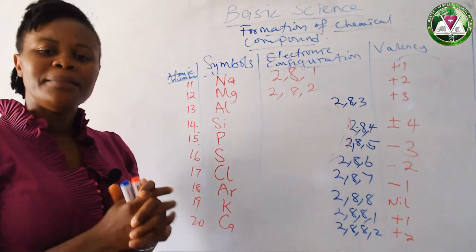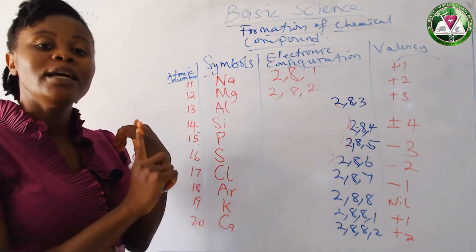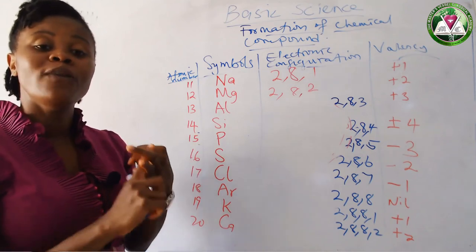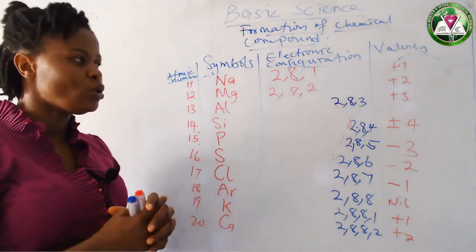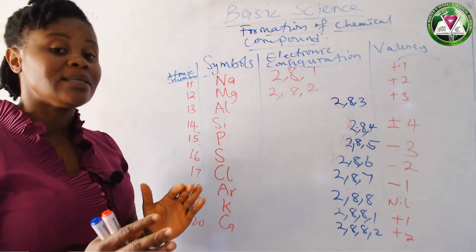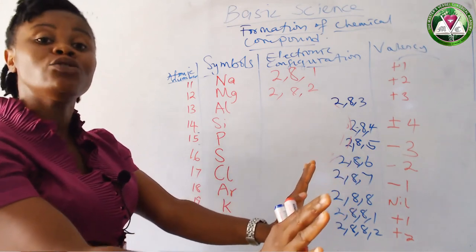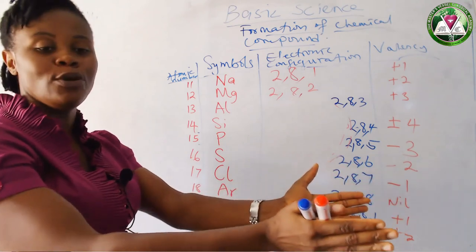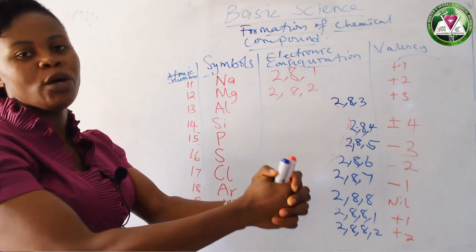As a matter of fact, we have 2 methods of combining them. One we say is the electrovalence method, and the second one is the covalence method. So today we'll be talking about the electrovalence method, meaning metals combining with non-metals. In electrovalence, there is what we call transfer of electrons. I have it. I am transferring it to you. I am giving you so that we'll combine together to form a chemical compound.